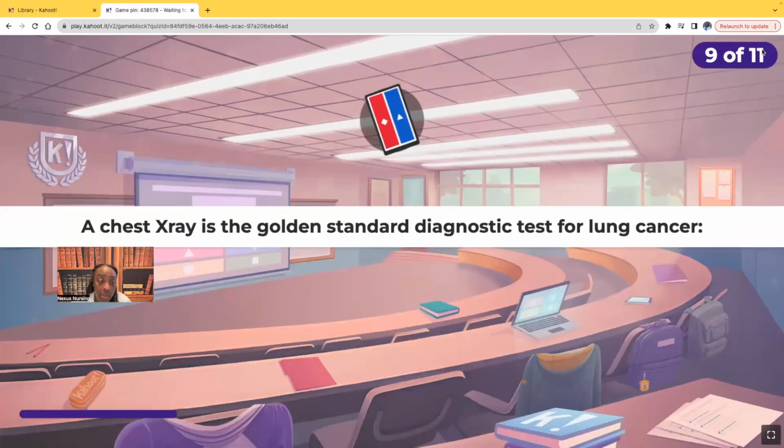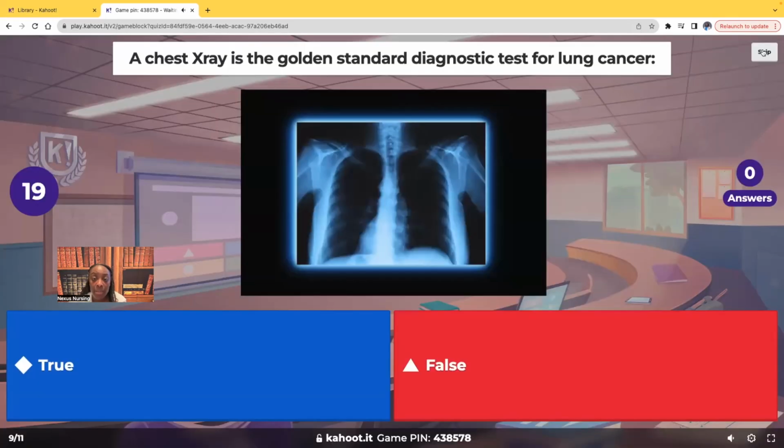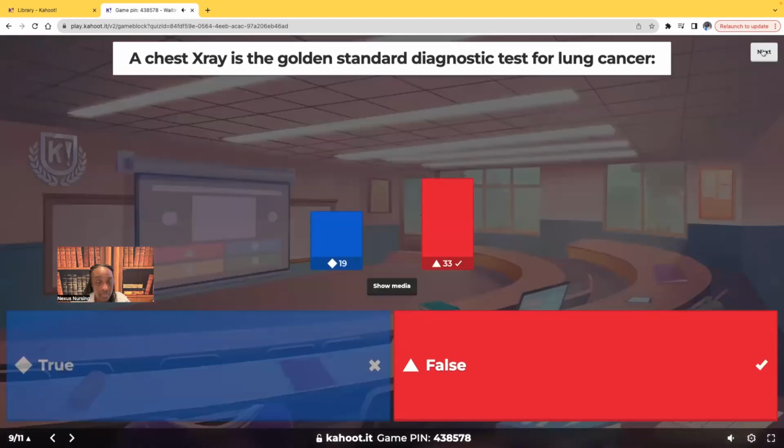All right, true or false? A chest x-ray is a golden standard as far as being a diagnostic test for lung cancer. Is this true or is this false? Very good. I'm so happy you guys were not tricked. False. What is a gold standard?